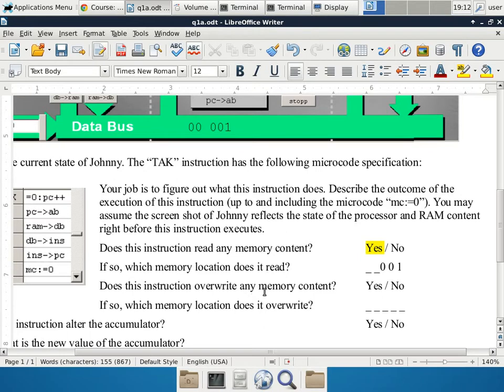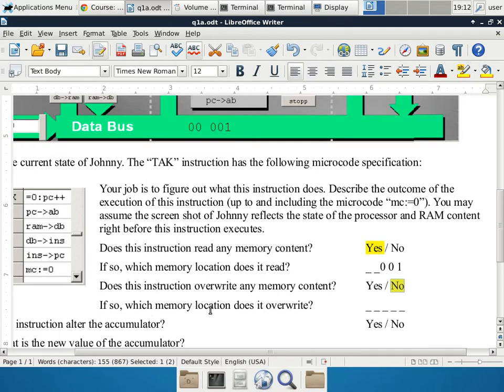Does the instruction overwrite any memory content? Now this one, I was hoping that most people would get right, because in order to write to memory content, what type of microcode instruction do you need? DB to RAM. DB to RAM, something to RAM, right? Because in order to write to RAM, is that specified anywhere in the microcode of TAC or the fetch instruction cycle? Nope. So that's why the answer is no in this case. I'm not overwriting any memory content. So this part is no.